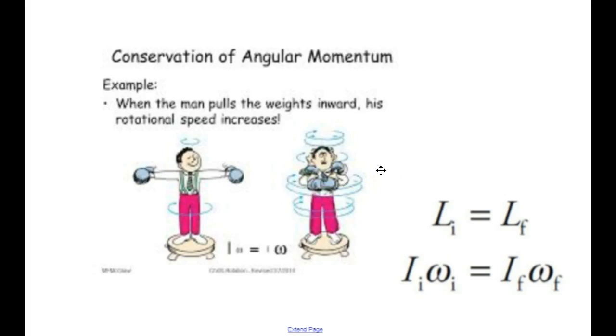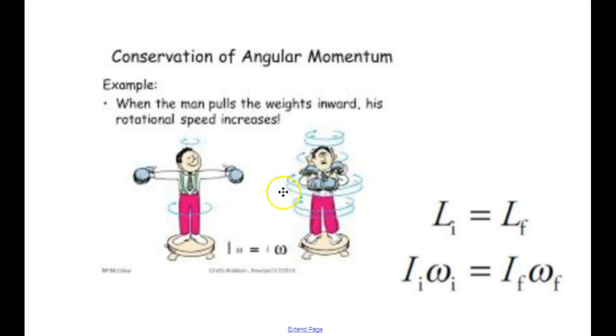That means the moment of inertia for the man is decreasing. So when we look at him at this particular point, the I number is smaller, which means what? If angular momentum is conserved, then the omega is going to have to be higher, and this person's going to be spinning real fast.